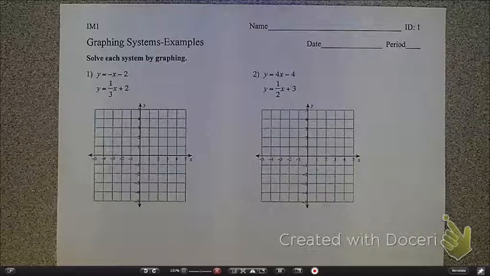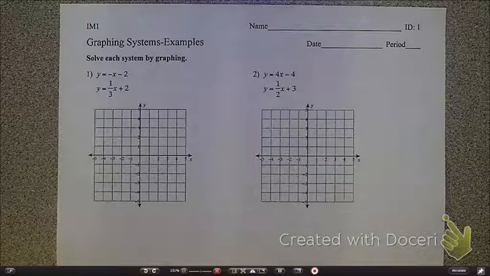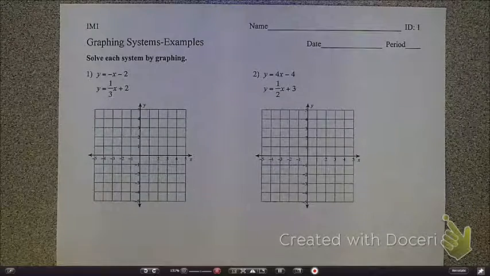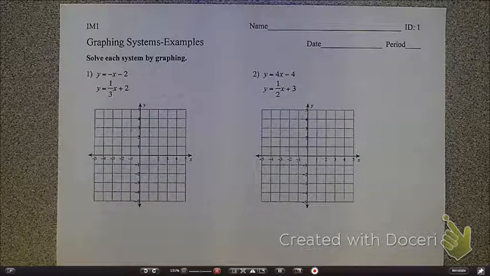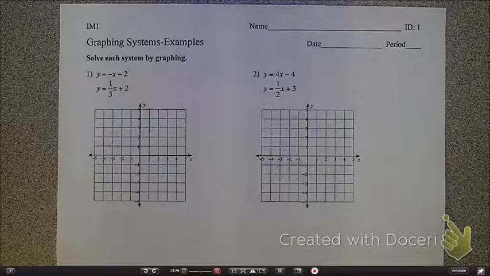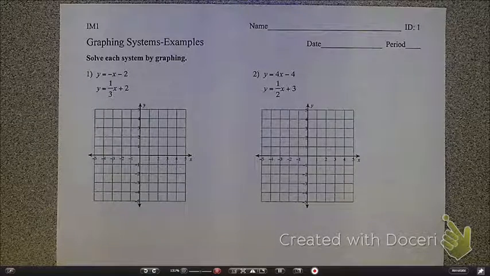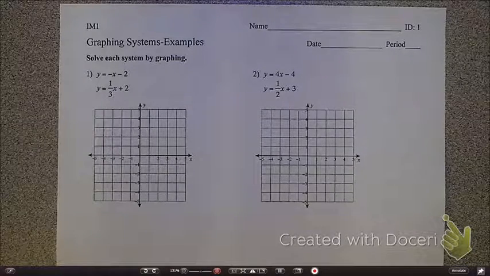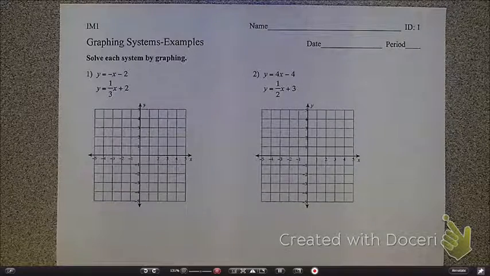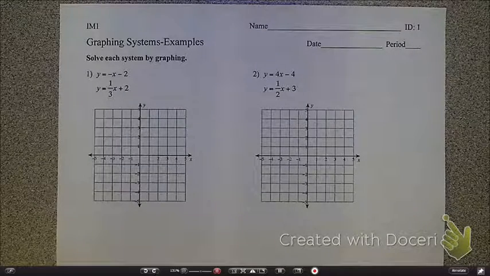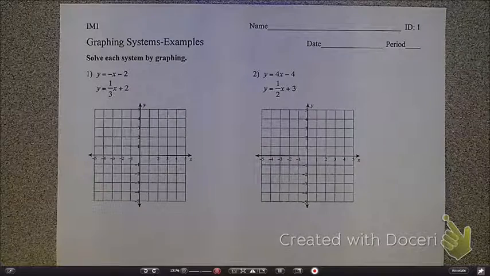Now, what are we going to be doing with these systems? Well, we're going to be solving them today by graphing. When we solve a system of equations, we're looking to find the point where the two equations intersect, which means the point where they cross, because that point, the x and the y value, satisfies both of the equations. It will make both of the equations true.